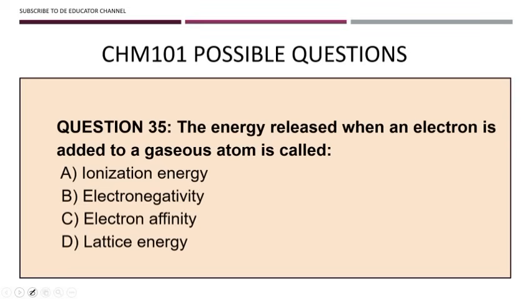I'm begging you. 35. The energy released when an electron is added to a gaseous atom is called electron affinity. So there's something you should take note of. Electron affinity is more like the opposite of ionization energy. Electron affinity, it is added. Ionization energy, it is removed. So the energy absorbed when something is removed is ionization energy. Then when you add, electron affinity.